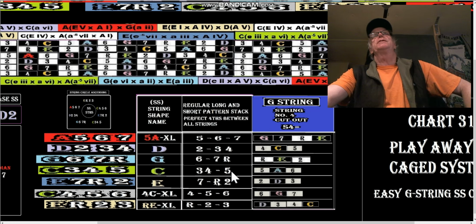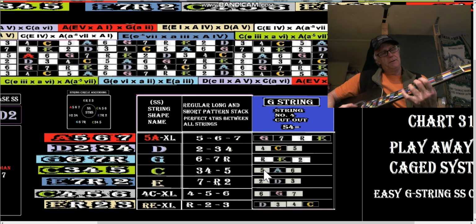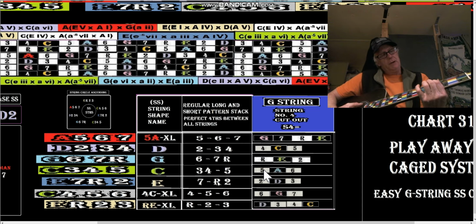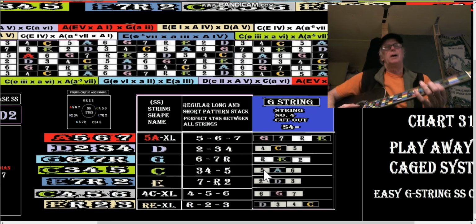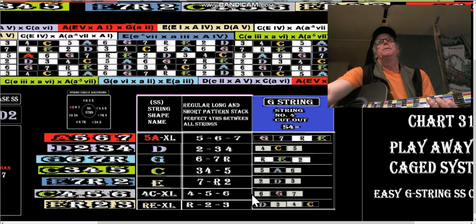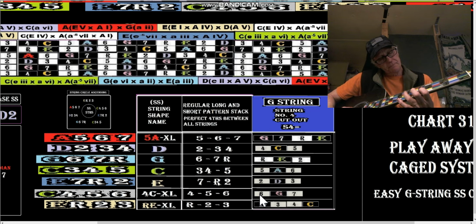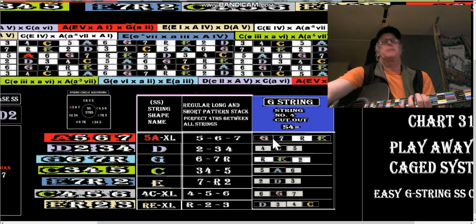So here's the 3, 4, 5 string shape. The magic note is 5. So I'll just play it: 3, 4, 5. Okay, so it's going to be D. It's going to be G, like that. Now when we go up, the G string is going to start with that magic note. And with the 4, 5, 6, the magic note is going to be 6, so it'll be 4, 5, 6. Okay, for the 5, 6, 7, the magic note is going to be 7.